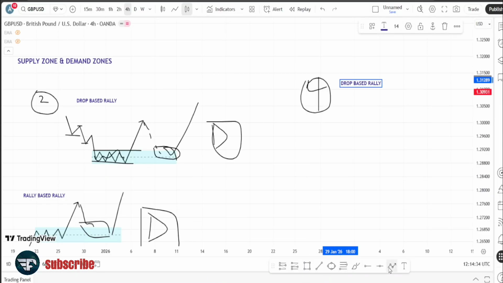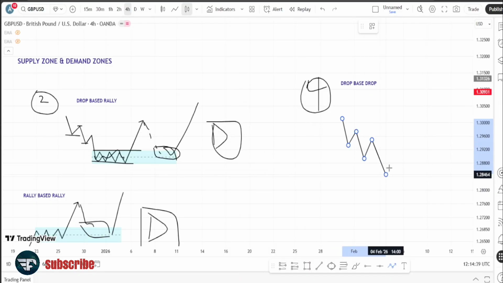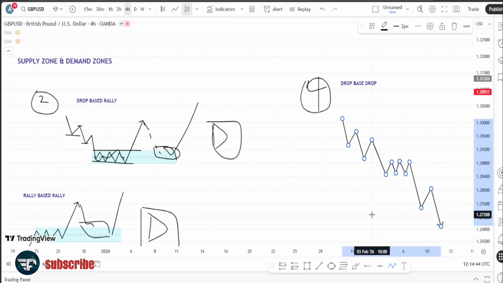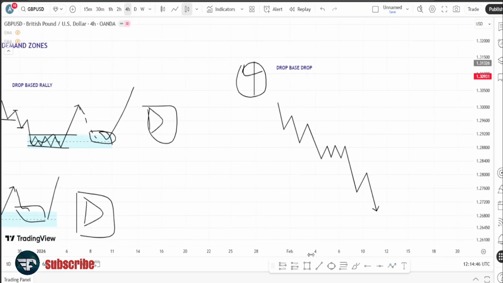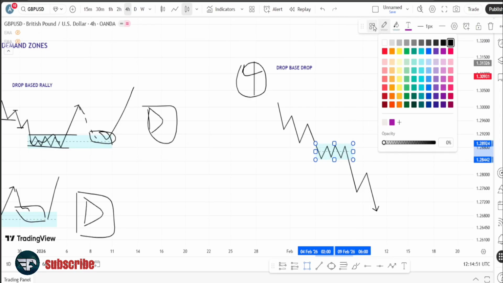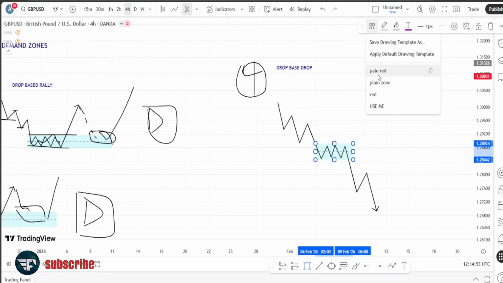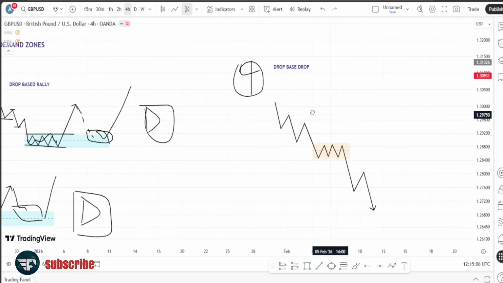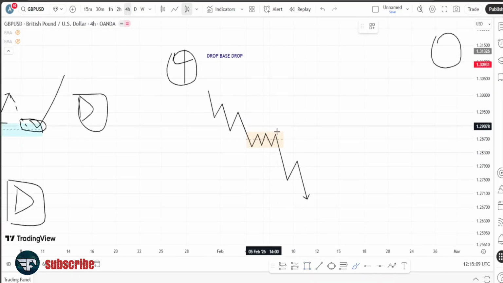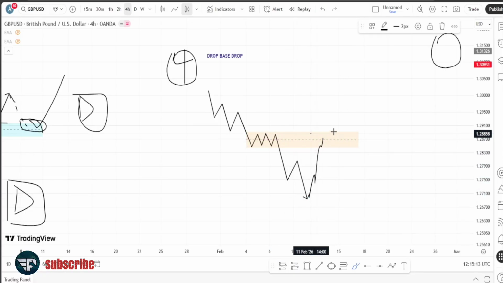Price will be dropping like this, and then it will form a base somewhere around here, and then it will still drop. That is what we call drop, base, drop. In this case, this area here, where the base is, becomes the supply zone. We are expecting price to come to that area again, and if we find confirmation around here, we take our sell from here to the downside.